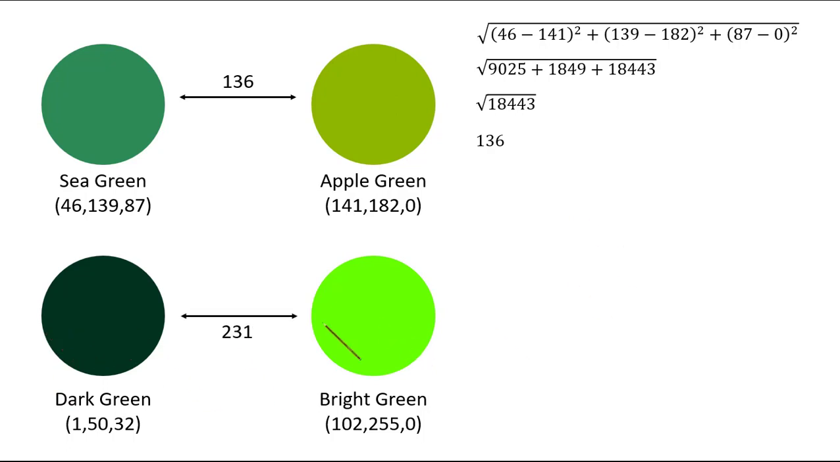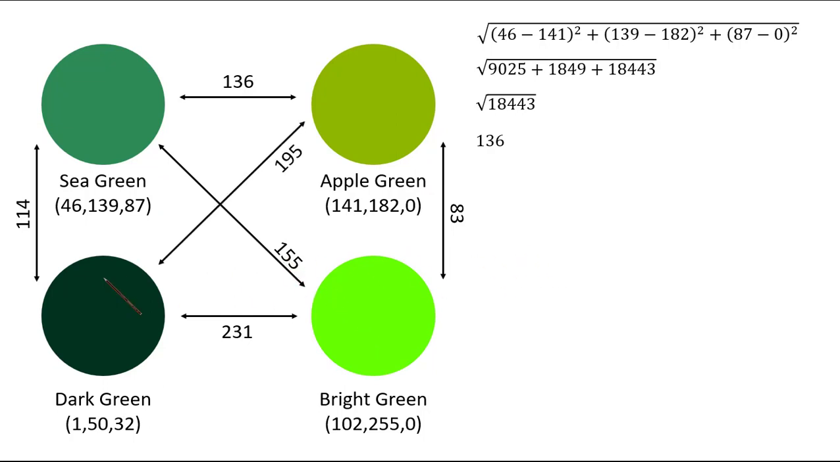Similarly, we can find the other distances. The distance between these two colors is 231, which is more than 136. And the distance between these two colors is 114. And the distance between these two colors is 83. So they are very close to each other. Distance between these two colors is 155. And distance between these two colors is 195. So we can actually quantify the distances or the differences of the colors.